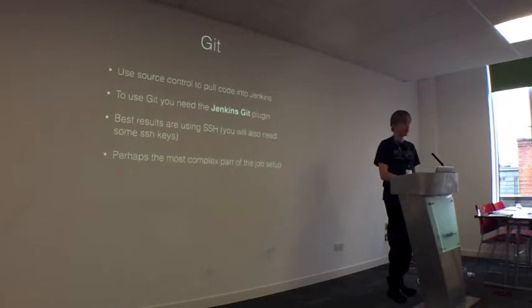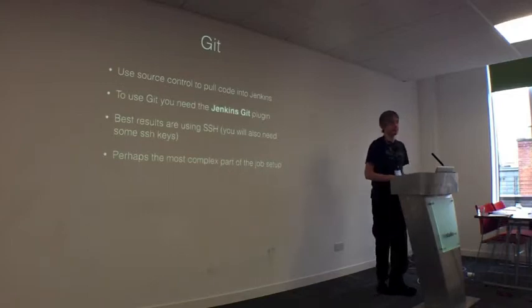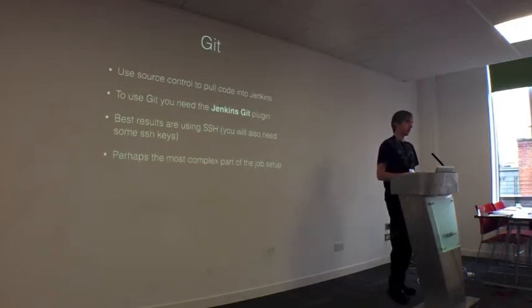So to pull your source code into Jenkins, you need the Jenkins Git plugin. This is perhaps the most complicated part of your process, mainly because the best results are using SSH keys. But the chances are that you'll probably get a bit mixed up using them. It took me a few attempts to get them quite right. But the idea is that if you can do a Git clone locally, then you can move those Git keys into your SSH folder within the Jenkins directory, and then make sure that Jenkins picks those keys up when it does things.